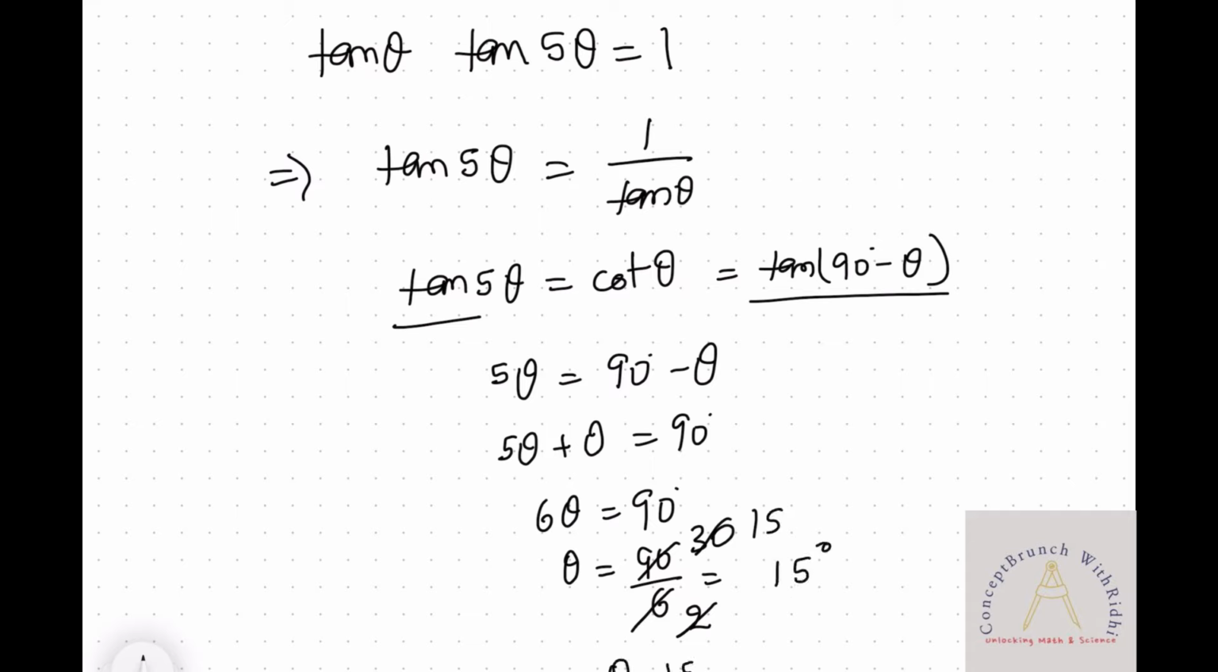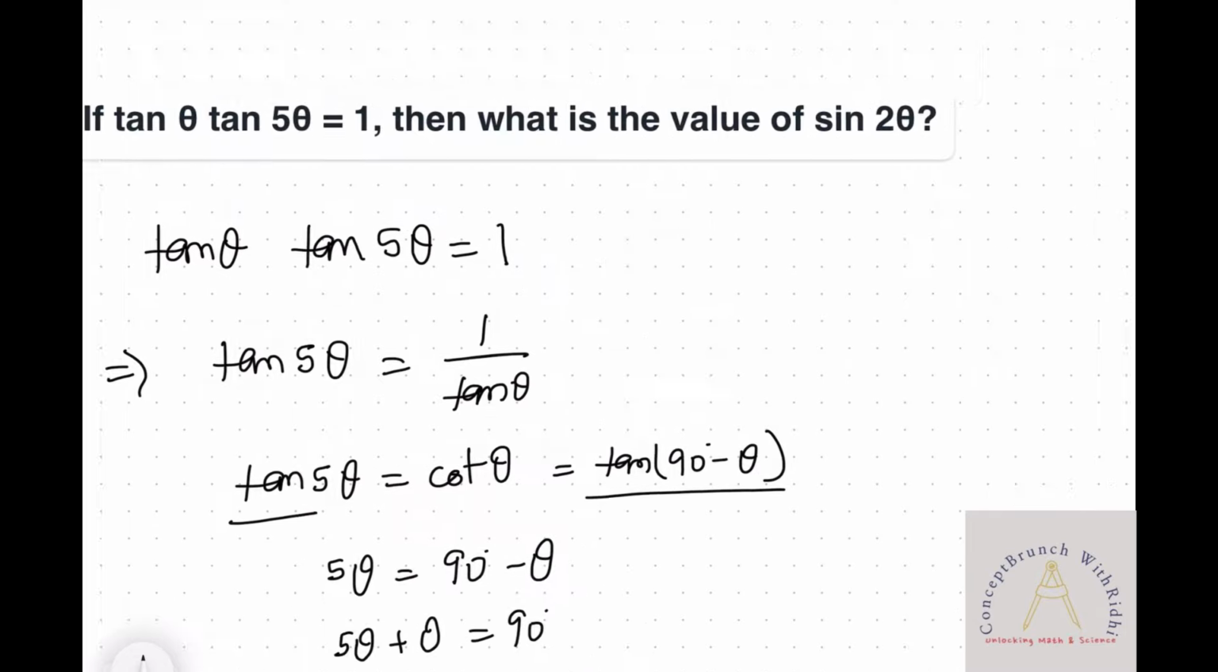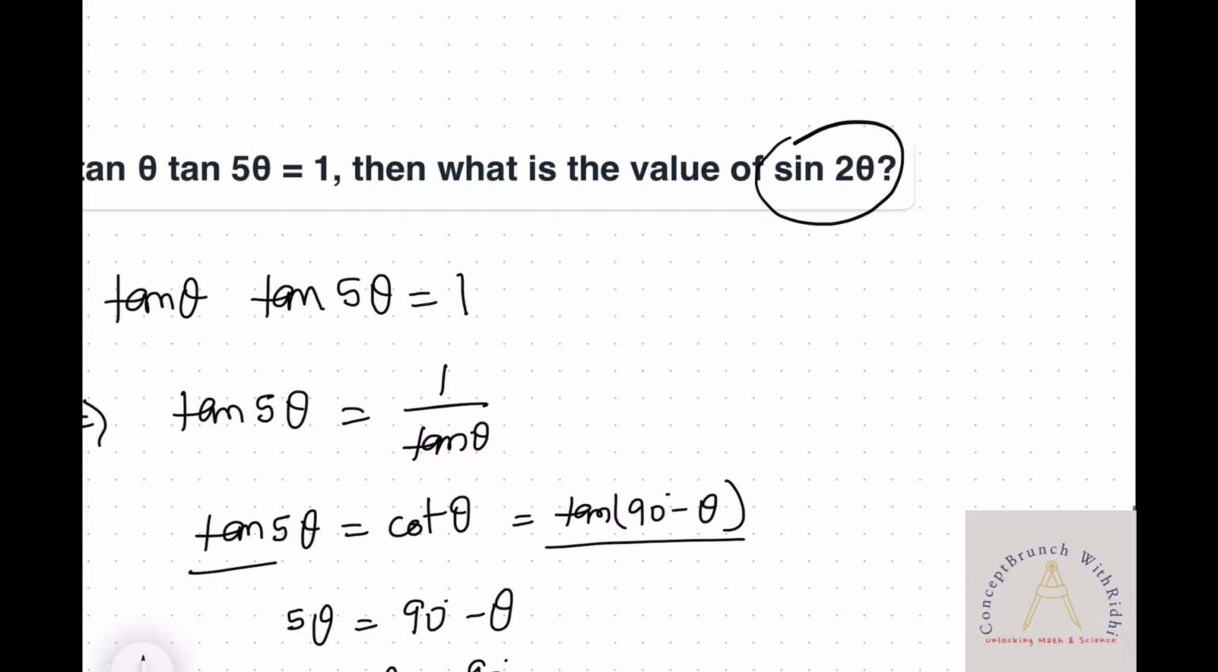What we have to find? Basically we have to find sine 2 theta. So sine 2 theta is what? 2 times 15 degree, right? So from here we can write sine 30 degree, and sine 30 degree is half, and this is your answer. Okay.